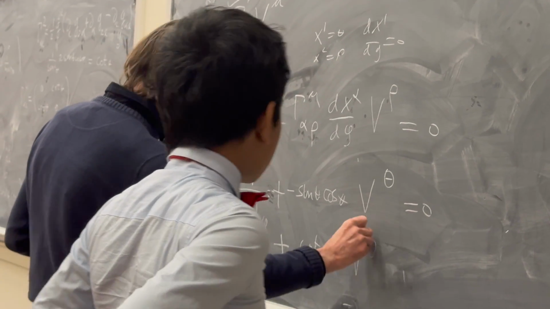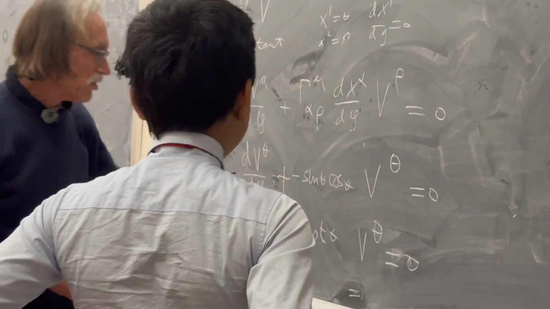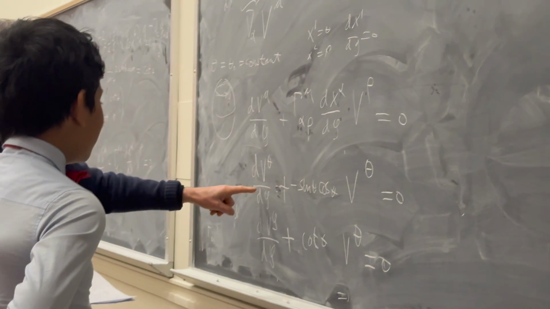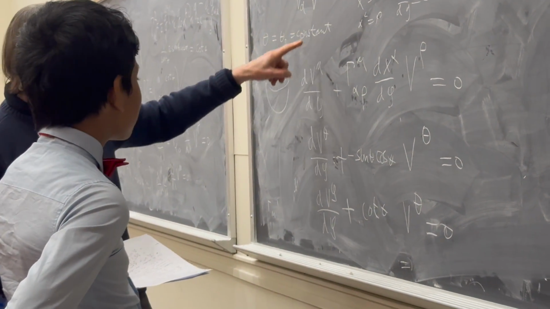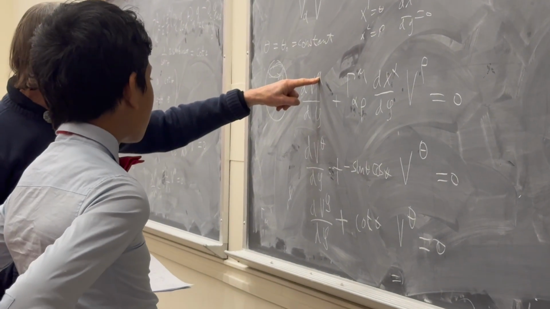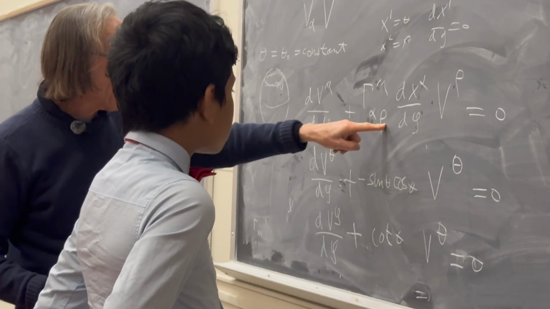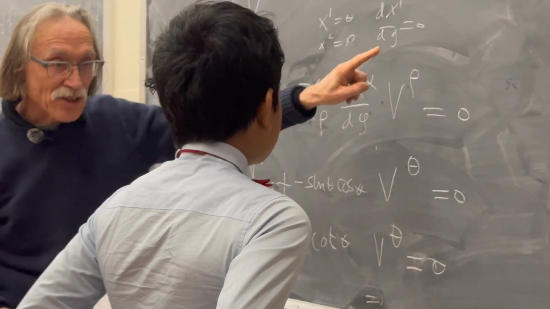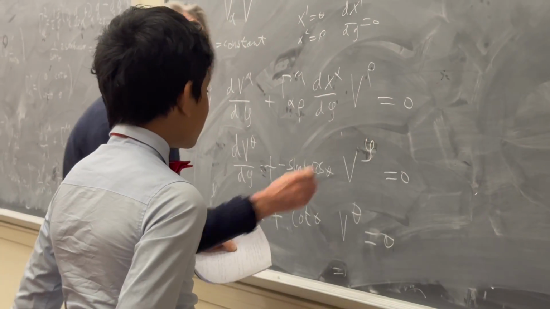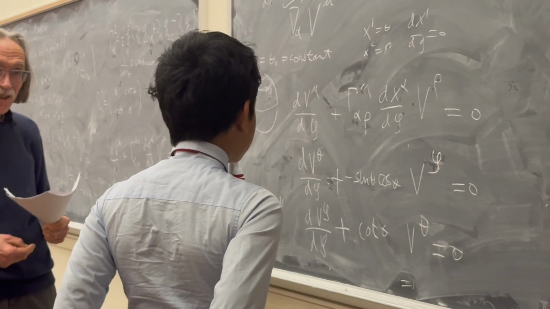I think I made a mistake. I will correct it soon. So this must be a v phi. So let's check it again. So for this, when this is 1, then we get here gamma 1. Only the 2 element is non-zero. So this is a 2. And I wrote here a theta. So that should be a phi. Yeah. So these are the equations for parallel transport.